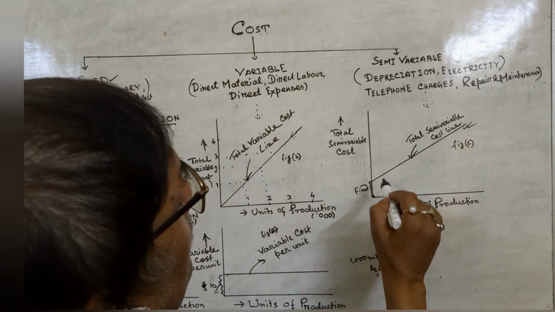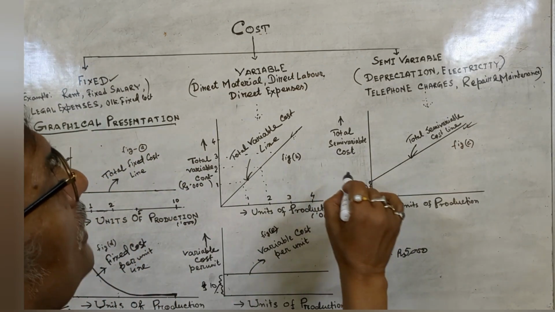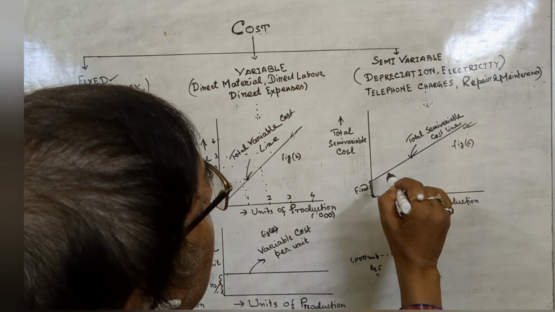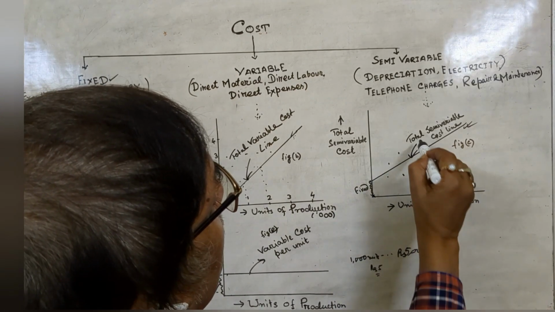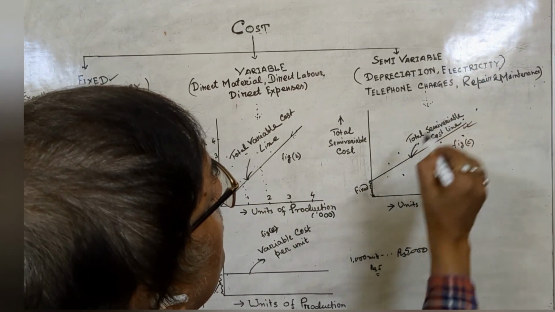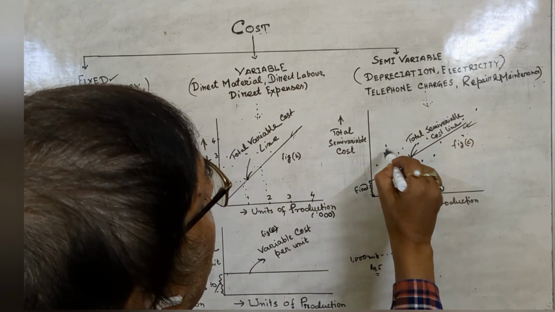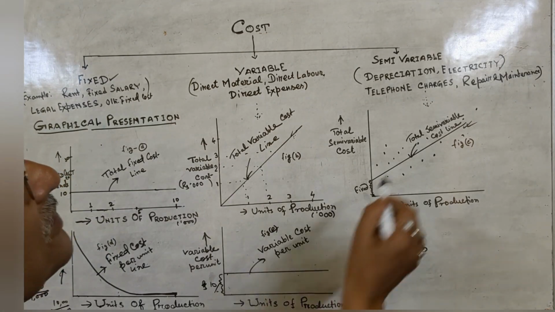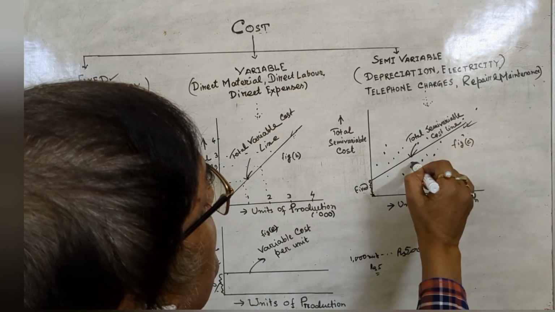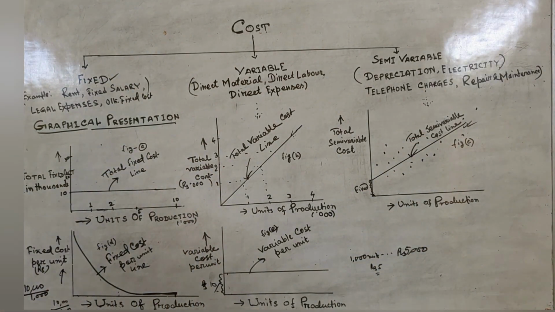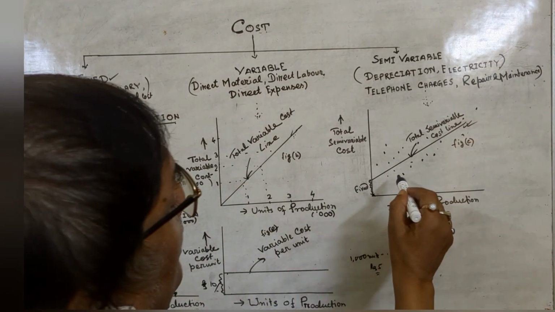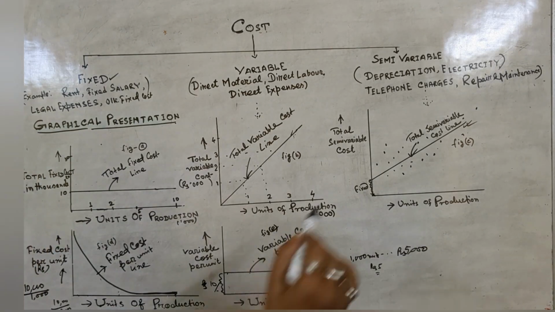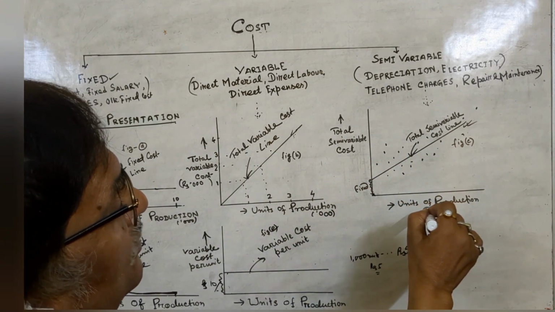Suppose you are plotting the total semi-variable cost with respect to the units of production, and the cost for different units of production you are plotting on a graph paper, and this is called a scatter diagram. In statistics, we have already learned the scatter diagram. These are the points of different total semi-variable cost with respect to units of production.